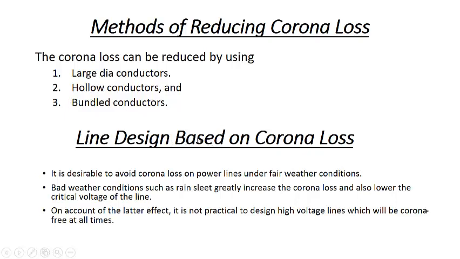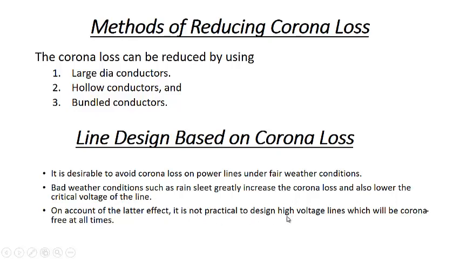Now, line design based on coronal loss. It is desirable to avoid coronal loss on power lines under fair weather conditions. We usually try to design to avoid the coronal loss only in fair weather conditions. Bad weather conditions such as rain and sleet greatly increase the coronal loss and also lower the critical disruptive voltage of the line on account of the latter effect, that is the bad weather condition.